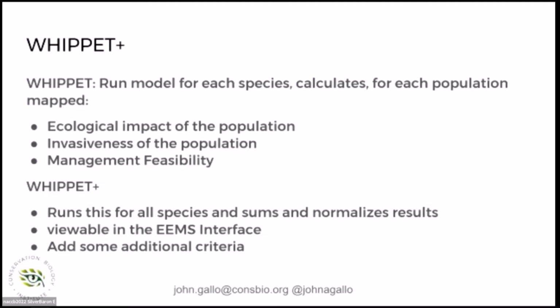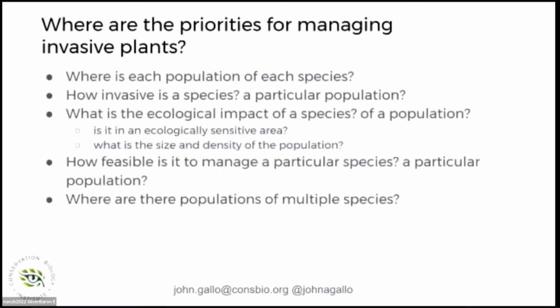For each species on the landscape, you're mapping out all the populations of that species and the relative priority of managing those species regarding the ecological impact, the invasiveness, and the management feasibility of each population. With WHIPPET Plus, we re-engineered it, put it into EEMS so it's transparent and replicable, and it also runs automatically for all the species on your landscape. And then you can view all those bells and whistles. We also added some additional criteria that can be turned on and off if you want to be fundamentalist to WHIPPET.